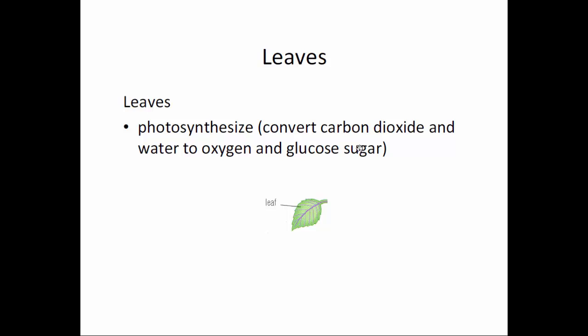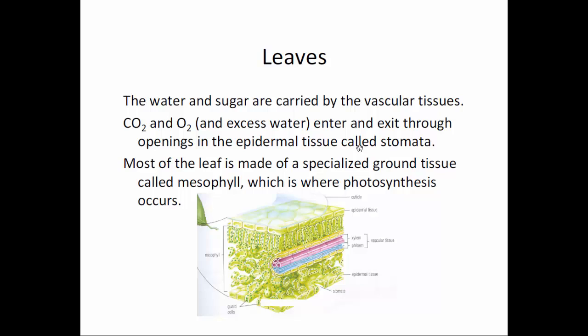Leaves, no great shock. Their main function is photosynthesis. And photosynthesis we've talked about several times in this class. It's the conversion of carbon dioxide and water to oxygen and glucose. Now, vascular tissues within the leaves will carry water and sugar around. Carbon dioxide and oxygen, as well as any excess water, enter and exit through the openings in that epidermal tissue called stomata.